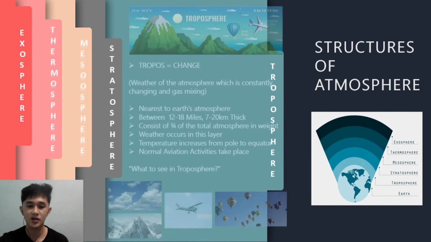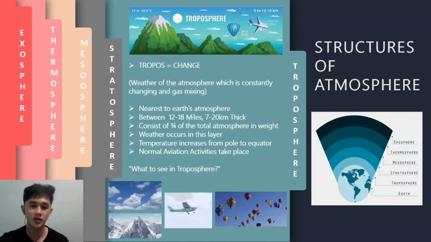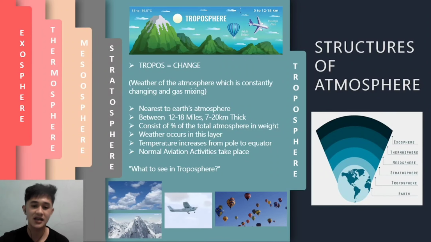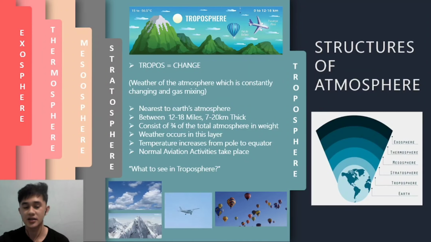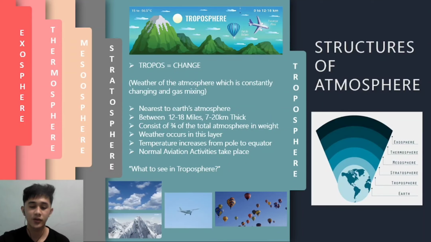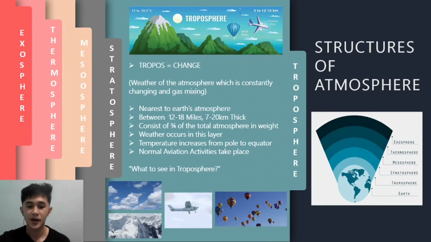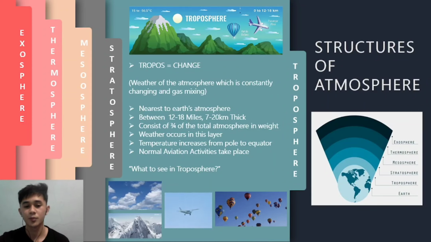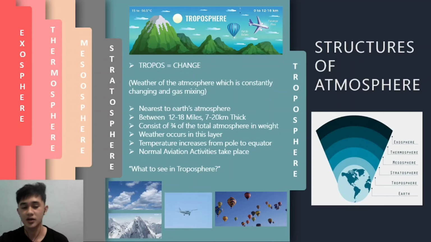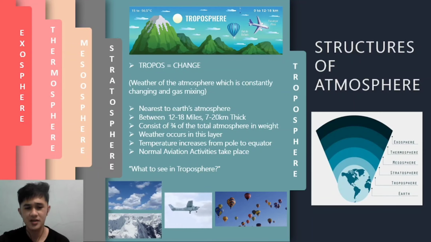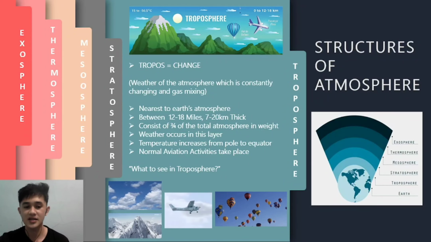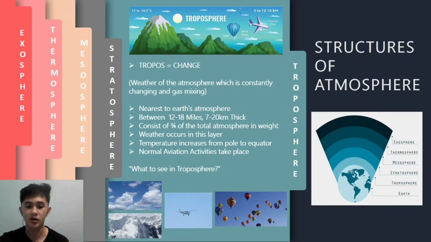To begin with the troposphere, which came from the word tropos, meaning change. This is also the nearest layer in the Earth's atmosphere, where it can extend up to 12 to 18 miles or up to 20 kilometers, with 7 to 20 kilometers thick. It consists of 3/4 of the total atmosphere in weight. And in this layer, this is also where weather occurs.